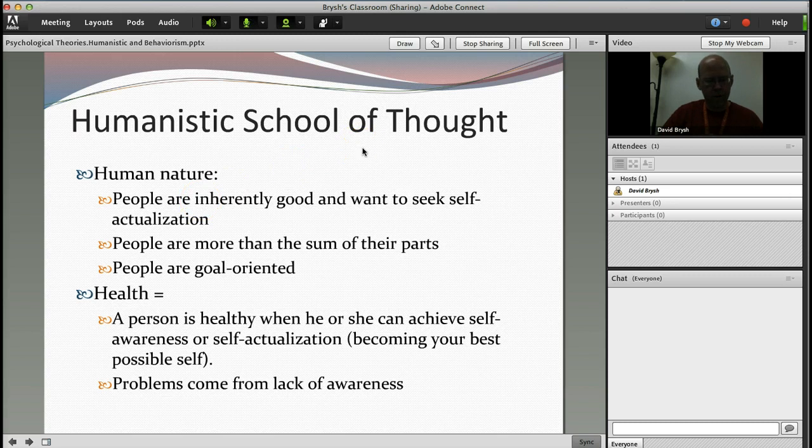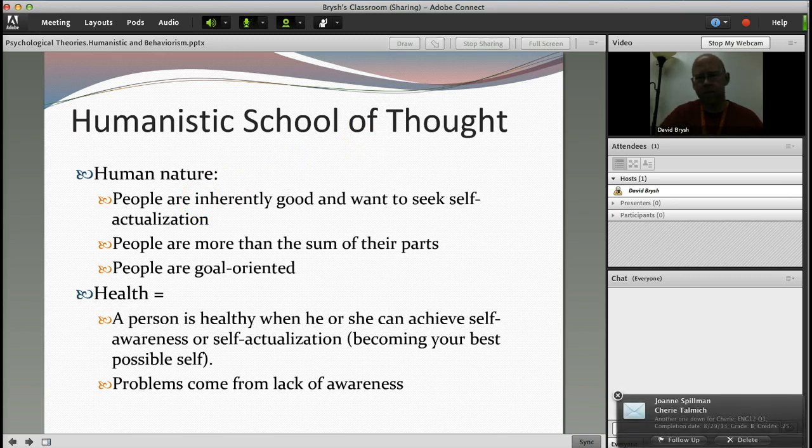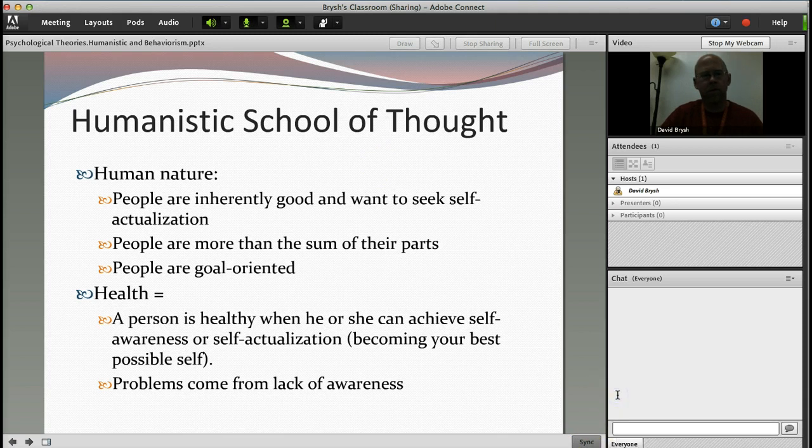And the humanistic school of thought, let's compare this to the behaviorism. Humanistic school of thought had, for human nature, they believed that people were inherently good and that they want to be self-actualized, which we'll talk about a little bit later. But it's basically becoming the best person you can be. They believe that people are more than the sum of their parts, which means that there's something that can't quite be quantified or studied inside a person that makes them who they are. Does that make sense to everybody? So it's not something that a behaviorist can figure out. It's something that is innately human.